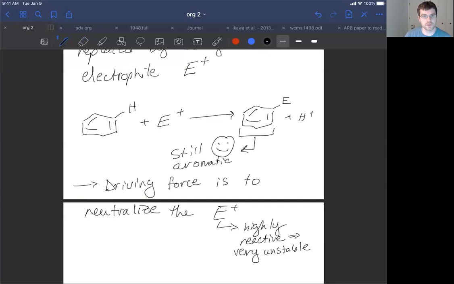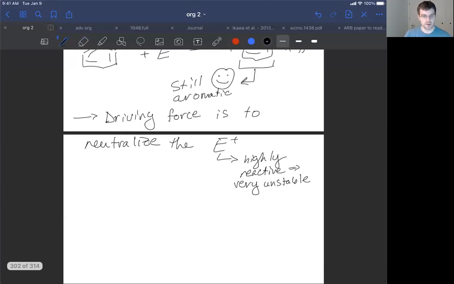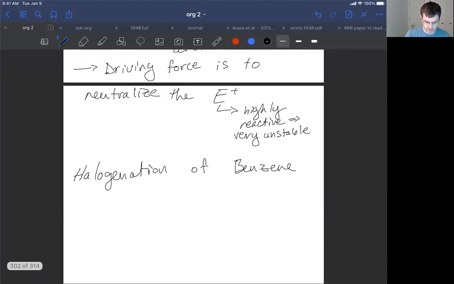So let's go through some examples of electrophilic aromatic substitution reactions. We're going to stick with halogenation of benzene to start. Now you notice I call this halogenation of benzene, not dihalogenation of benzene. That was a reaction we did see with alkenes. So I'm just going to recap some things that we've been introduced to.